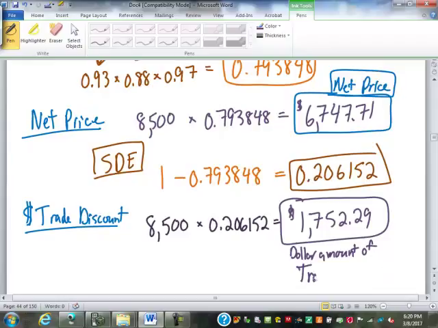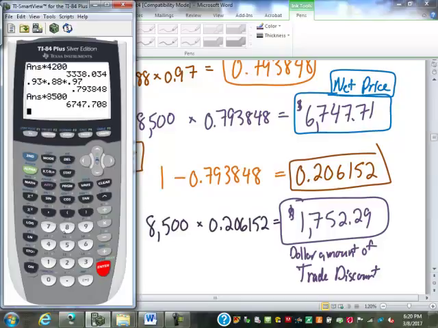Am I correct? You guys can't trust me that much this late at night. Thursday, 1752.29, right? Yep. Okay. That's right? Yep. Okay, cool.